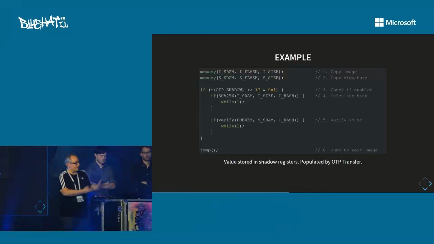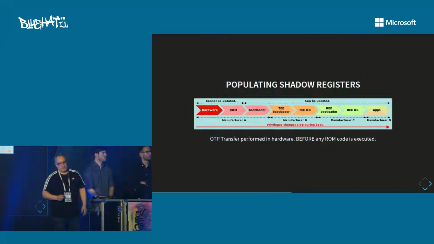So when the CPU is executing this code, someone has to populate, or has already populated, that register with the value stored in OTP. And this is what we call OTP transfer. It's a mechanism that populates registers, shadow registers, with information from OTP. This transfer is performed in hardware. There is hardware logic performing it before the CPU is actually released from reset and any ROM code is executed. What is important to realize is that this hardware stage happens before the CPU is even started.